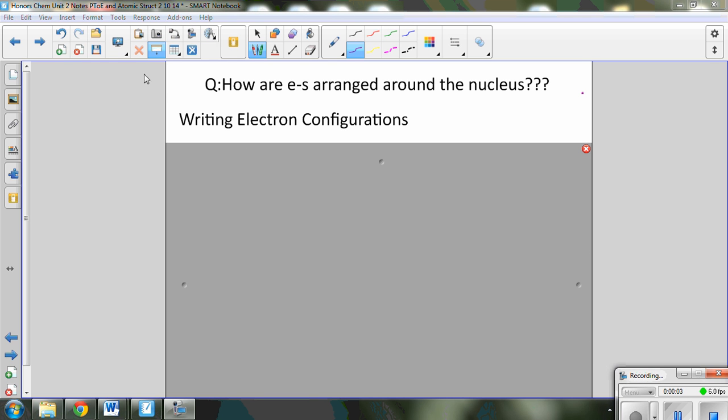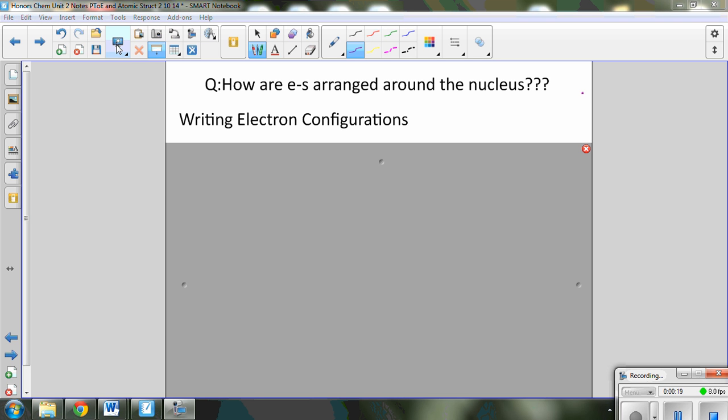Good morning. I'm going to briefly talk about electron configurations and orbital diagrams. These are basically addresses for where electrons exist in the orbitals that the quantum mechanical theory came up with, Schrodinger and his gang.